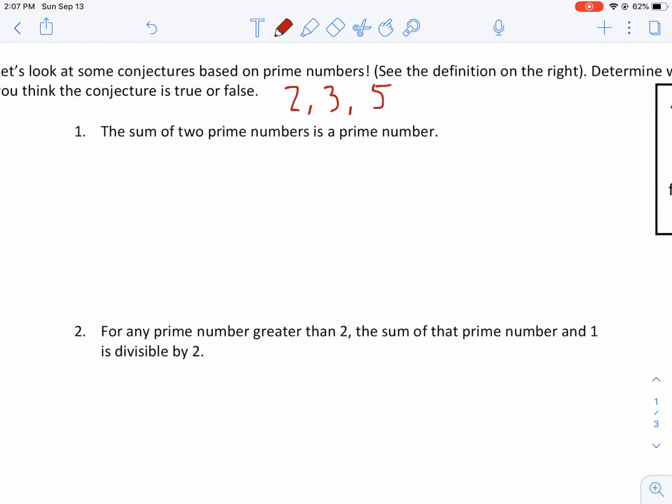Okay, so then we've got 5. 6 is not a prime number. Then we've got 7. 8's not a prime number. Neither is 9 because 3 goes into 9. Neither is 10. All right, 2 and 5 go into 10. The next prime number is 11.